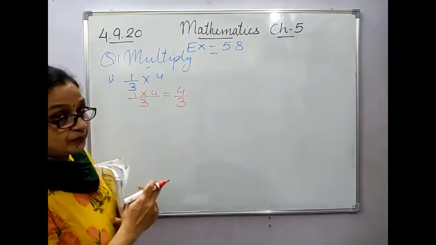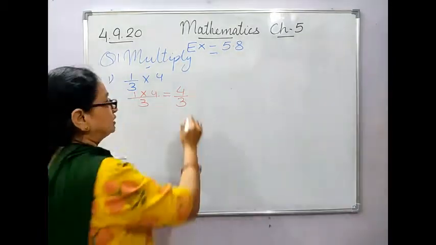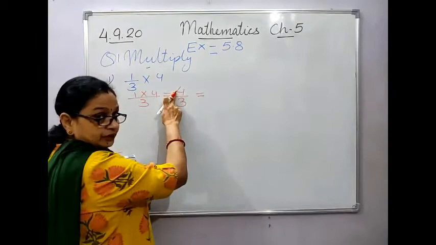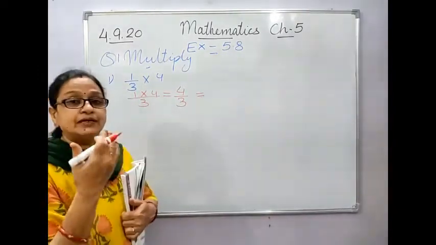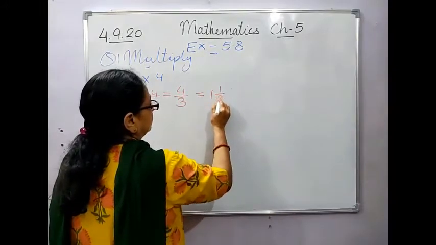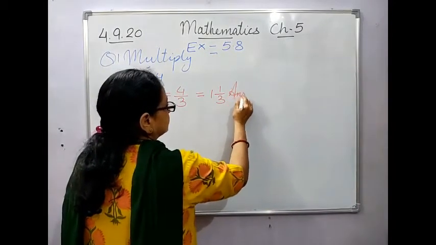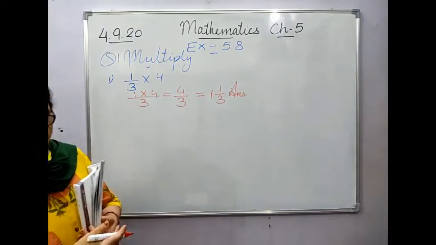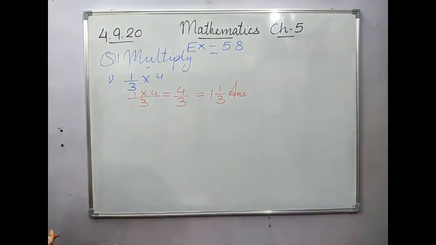Now it is an improper fraction. You have to reduce to the lowest term, and the numerator is bigger. That means you have to convert it into a mixed fraction. So it will be 1 whole number 1 upon 3 is your answer.